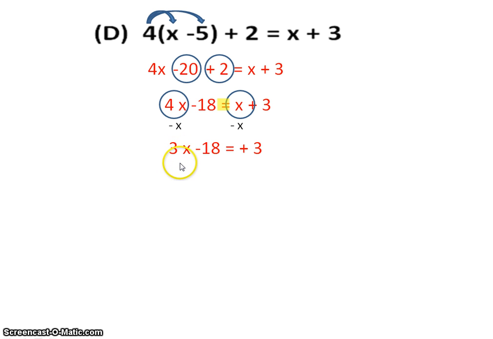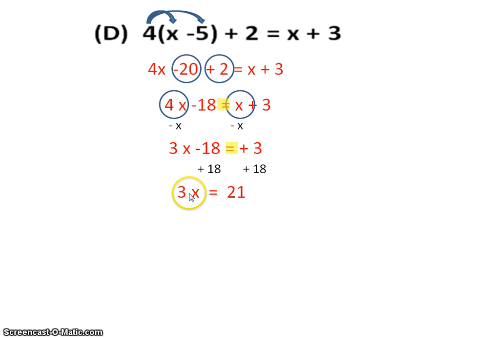X is being multiplied by 3 and 18 is being subtracted from x. First, let's undo the subtraction. We're going to do that by adding 18 to the left-hand side, as long as I add 18 to the right-hand side. This minus 18 and plus 18 will equal 0. On the right-hand side, I have 18 plus 3. So I have 3x on the left-hand side plus 21.